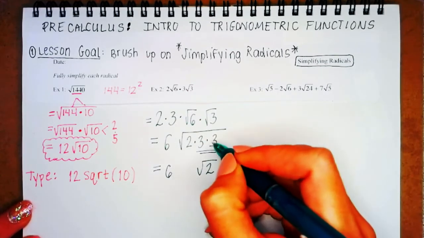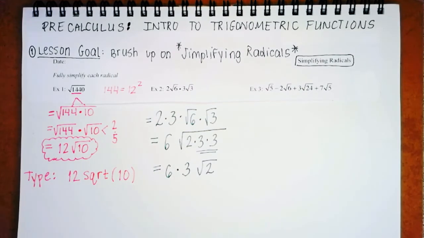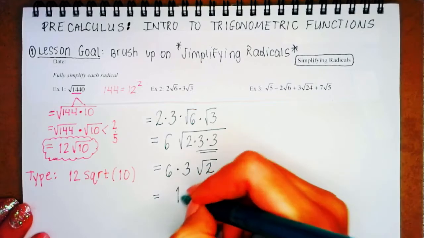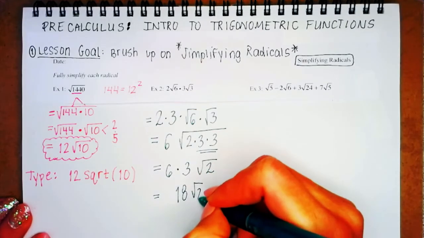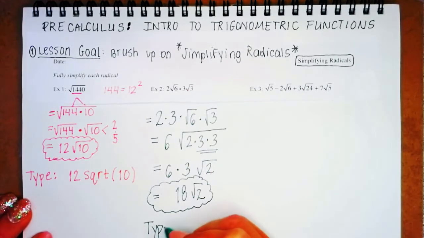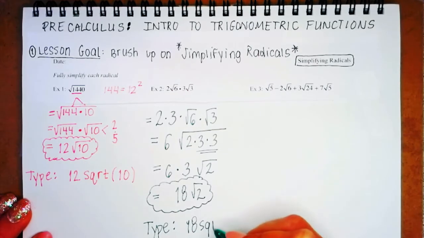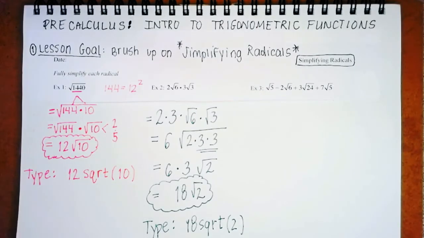So that means 6 square root, 2 stays inside. 3 times 3 is 9. Square root of 9 is 3. That comes on out. Now we don't add it to the number on the outside. You multiply. This whole thing is one big product. So 6 times 3 is 18. And we're left with 18 square root 2. And the way you would type that is you would type 18 SQRT, all lowercase, parenthesis 2, and close parenthesis. And that's the end of example 2.